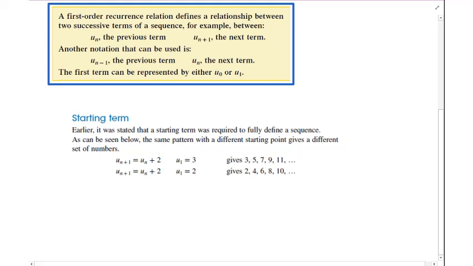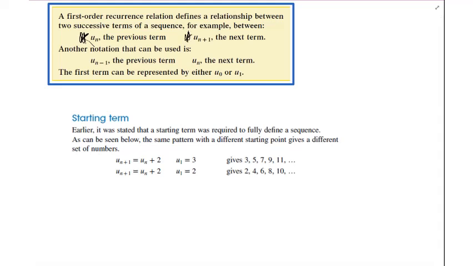It's probably worthwhile that somebody have something like this in your summary book, just because it states it, and you can have that statement there for you. Whether you want to copy it or just write it out, it's up to you. But here's what we're talking about. When we've got two successive terms, we're saying the previous term, the next term.